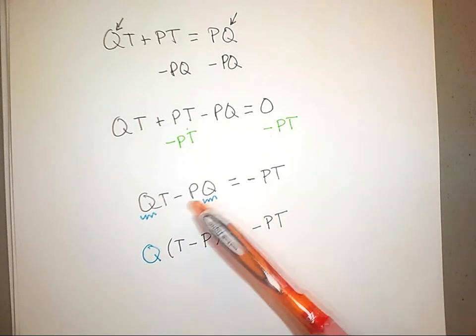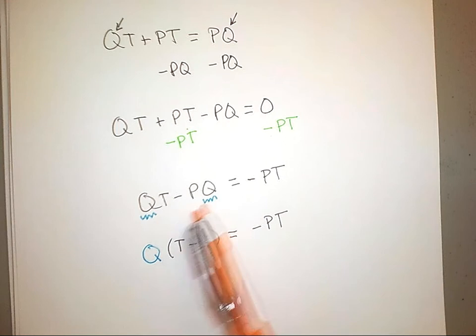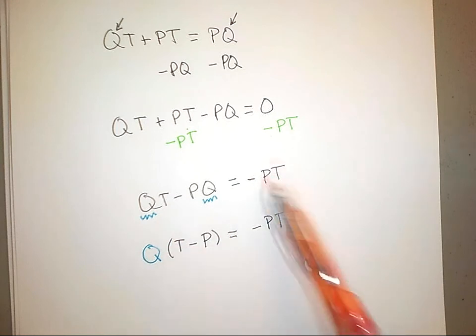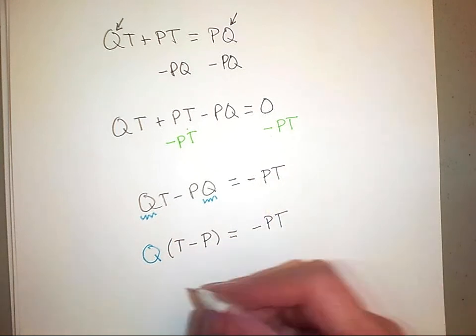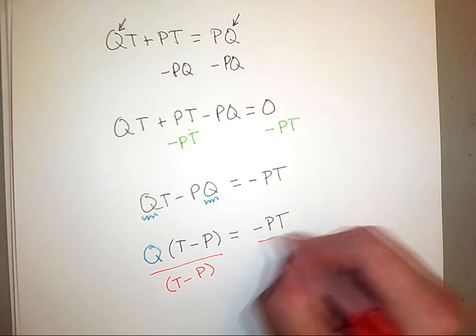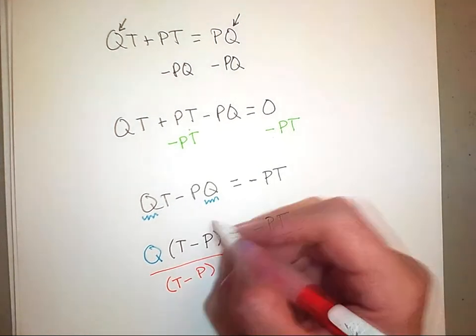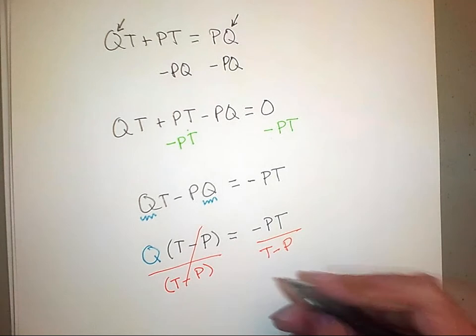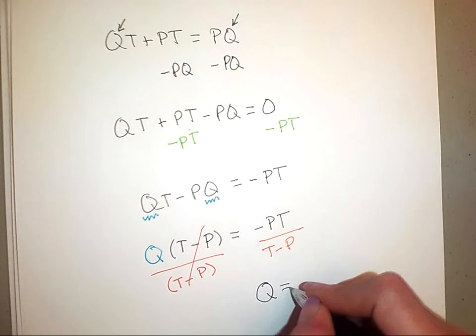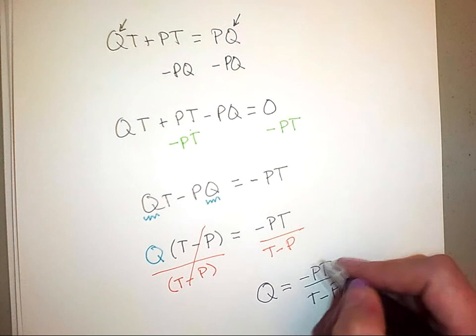So that is the trick there. Get all of your variables on the same side and then factor it out. Move the ones that don't have your variable that you're solving for to the other side. Now q is being multiplied by t minus p, so we will just divide. Then these will cancel. And finally we have what we were looking for. Q is equal to negative pt over t minus p.